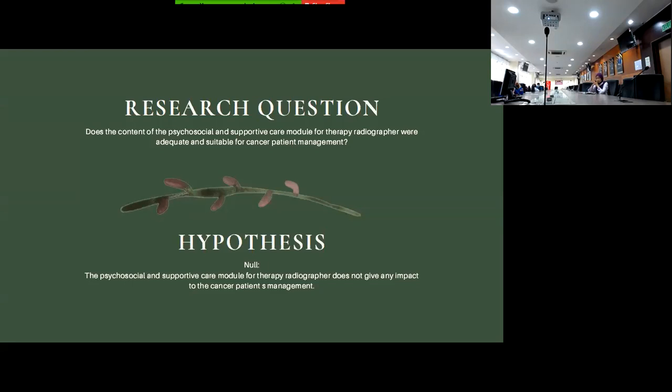Your hypothesis should be that the module has high validity, high reliability, and is feasible to be used in cancer patient management. That has to be there, because you are not only doing this, you are also developing it. So the hypothesis for validity and reliability must be included, because it is measurable, you can measure it.